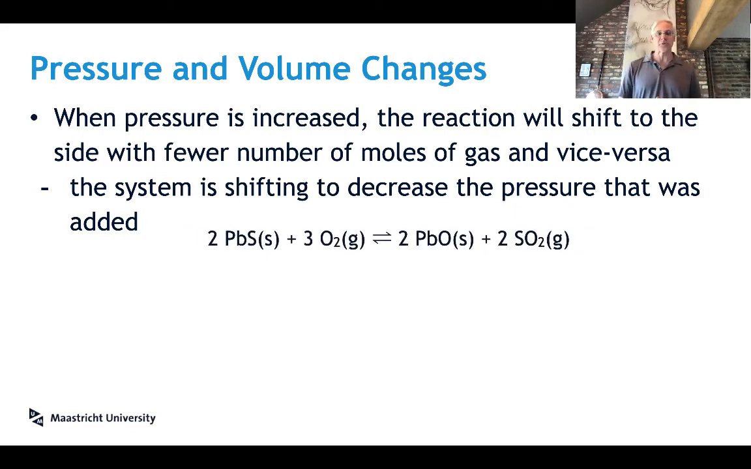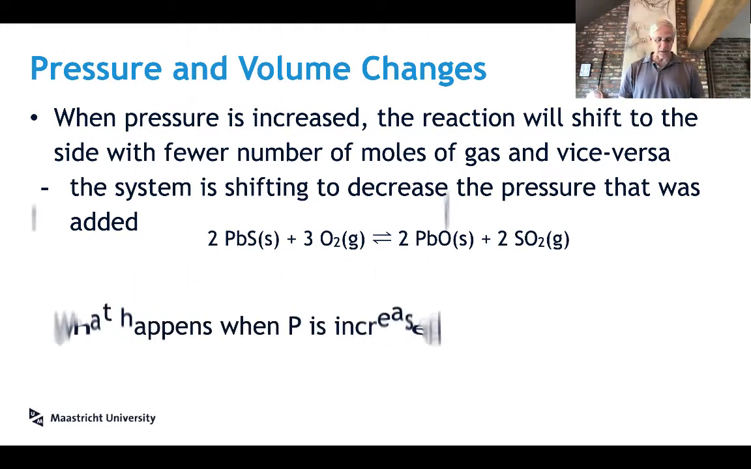So for example, on this side, we have 2 PbS solid plus 3 O2 gas goes to 2 PbO solid plus 2 SO2 gas. Now, if I were to increase the pressure, so that's the P there, not the P in the chemical formula, it's just pressure, notice that I've got 3 moles of gas in the reactant and 2 moles of gas in the product.